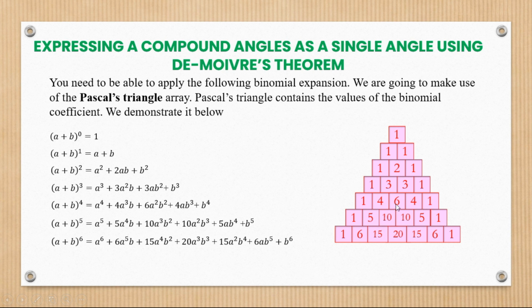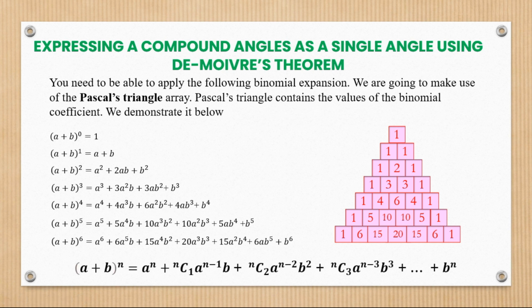4 plus 1 is 5, 6 plus 4 is 10, 6 plus 4 is 10, 4 plus 1 is 5. Then lastly, 1 plus 5 is 6, 5 plus 10 is 15, 10 plus 10 is 20, 10 plus 5 is 15, and then 5 plus 1 is 6 with 1s on the side. So there is a pattern we can use to remember Pascal's triangle. But generally, this format enables us to come up with what we call the binomial expansion. So this is what the binomial expansion will look like.